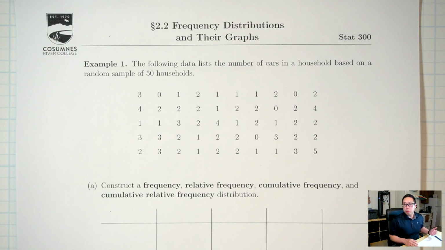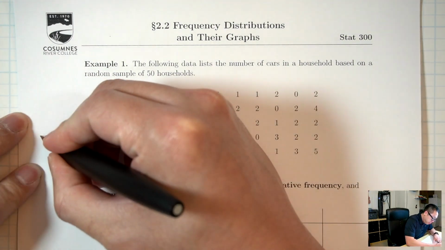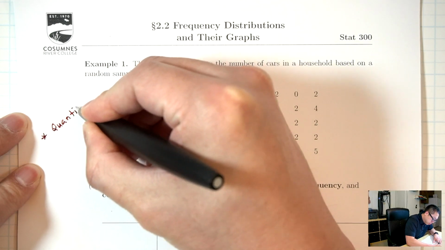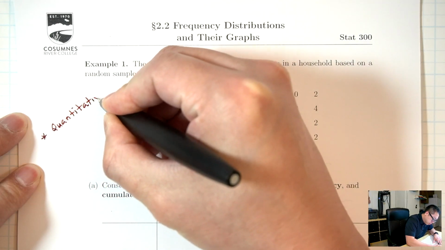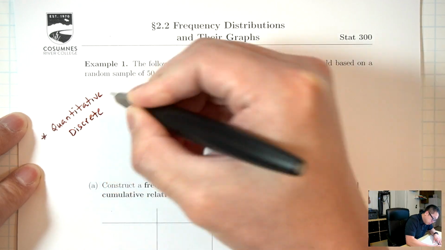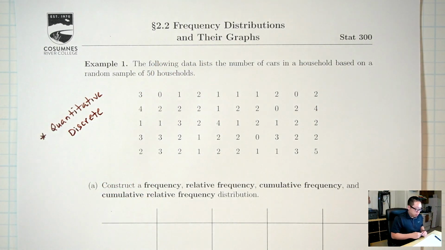All right, back to example one. Example one, we're talking about the number of cars. Okay, we said this was quantitative discrete. Part A, construct a frequency, relative frequency, and cumulative relative frequency distribution.